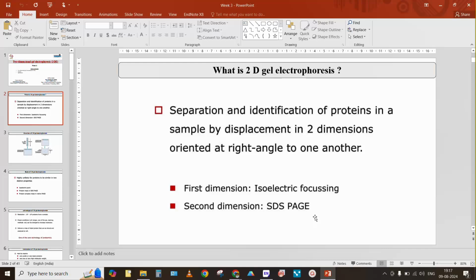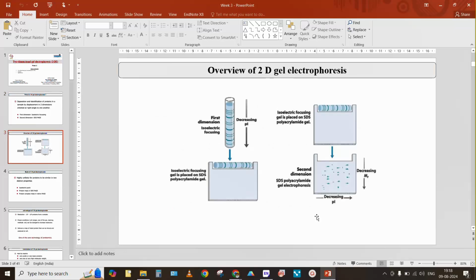In 1D, which is isoelectric focusing, proteins are separated based on their isoelectric point. All proteins have some isoelectric point, which is the pH at which a protein carries no net charge. This is achieved by applying an electric field to a pH gradient gel. Proteins migrate in the gel until they reach the region where the pH equals their isoelectric point, at which point they stop moving.